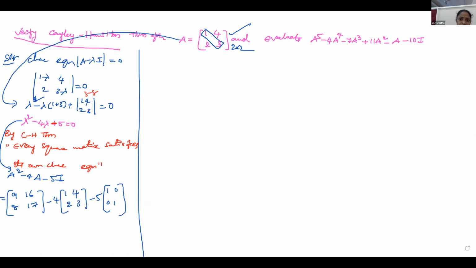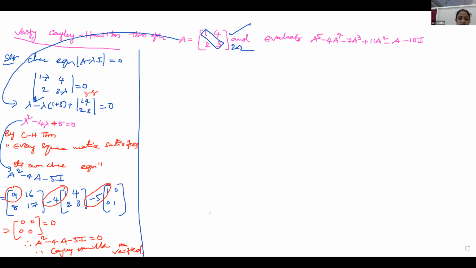Okay, so now verify Cayley-Hamilton theorem. Here I am randomly choosing one element, the first element. So 9 minus 4 minus 5, that is 9 minus 9, 0. Is this equal to 0? Null matrix, right? So from this we can write A square minus 4A minus 5I equal to 0. So Cayley-Hamilton theorem verified, right? Verified.